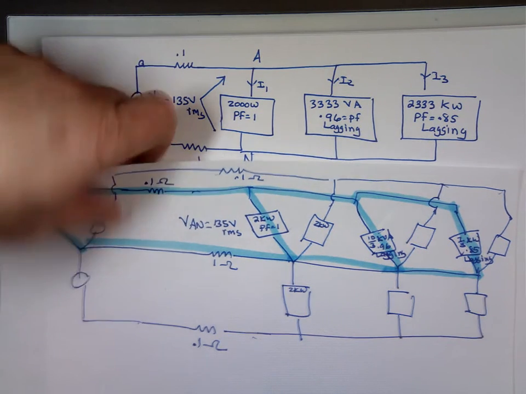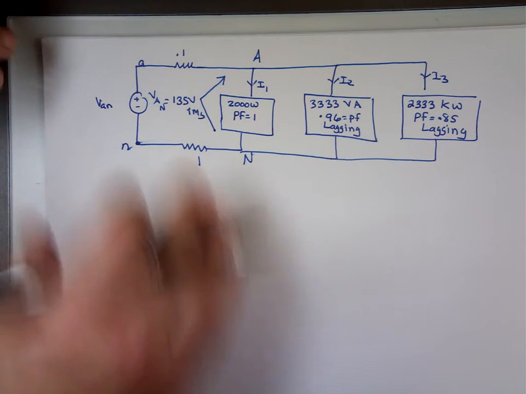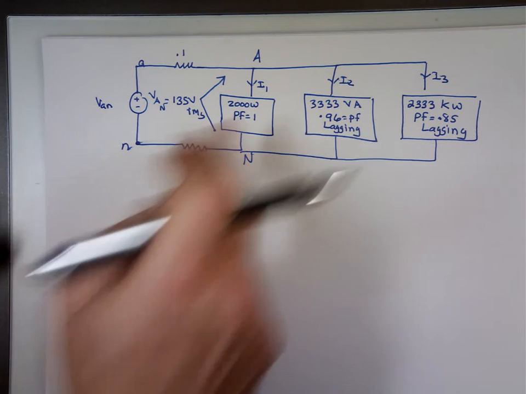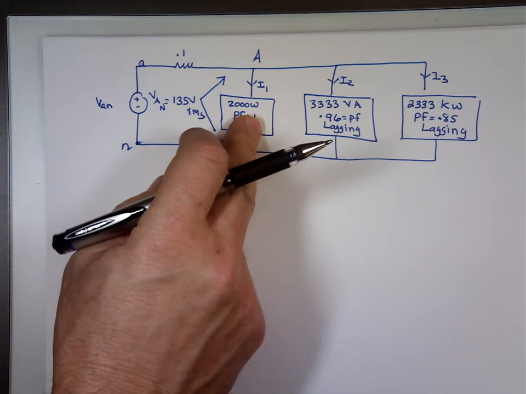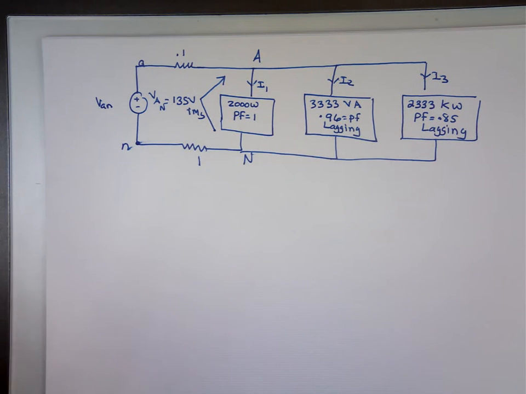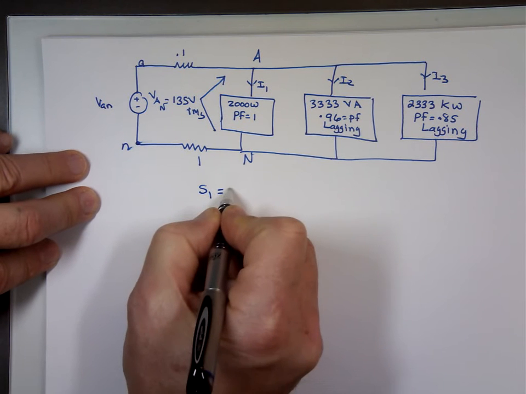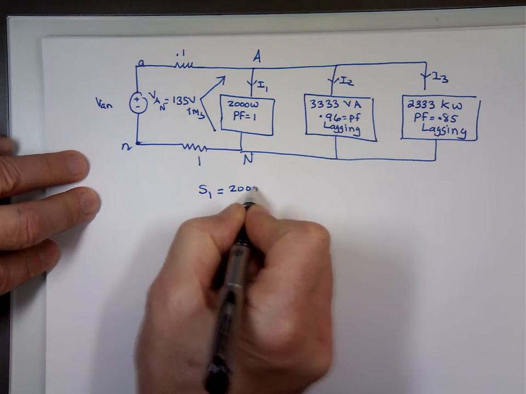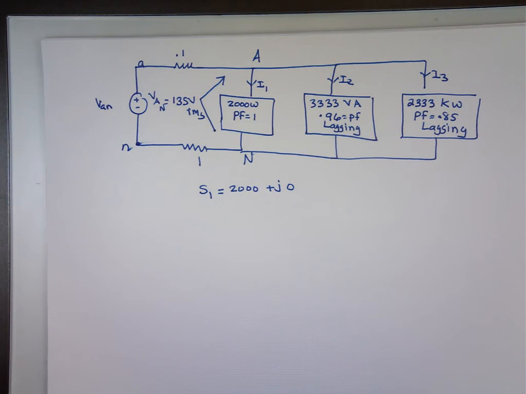So that's what I have here. Now let's calculate this. We know that's the real power. The imaginary is 0. So if you want to find your complex power for the first one, it's going to be 2,000 plus J0. Power factor is 1. That means the angle is 0 degrees. There is no imaginary. That's for this one.